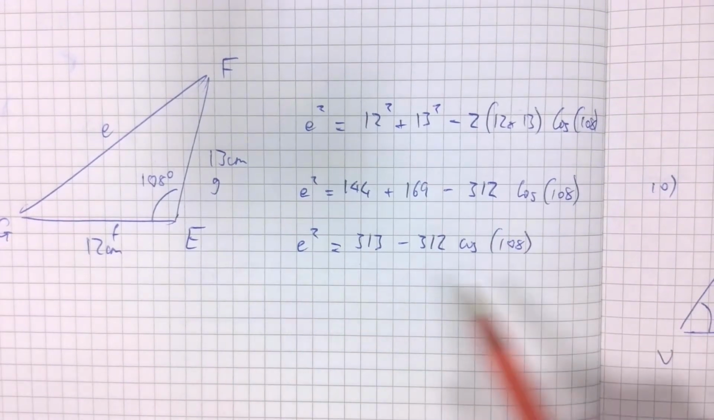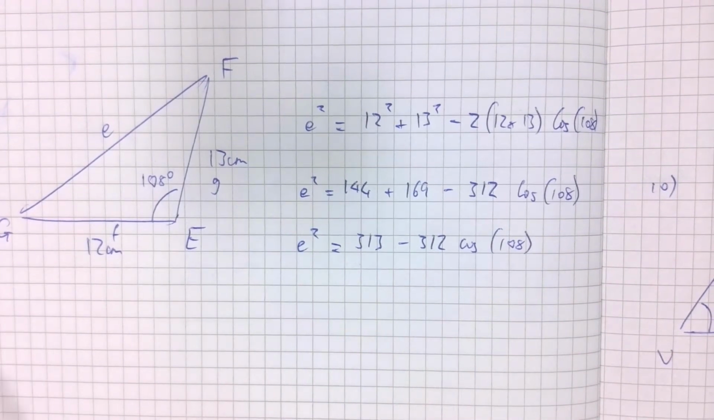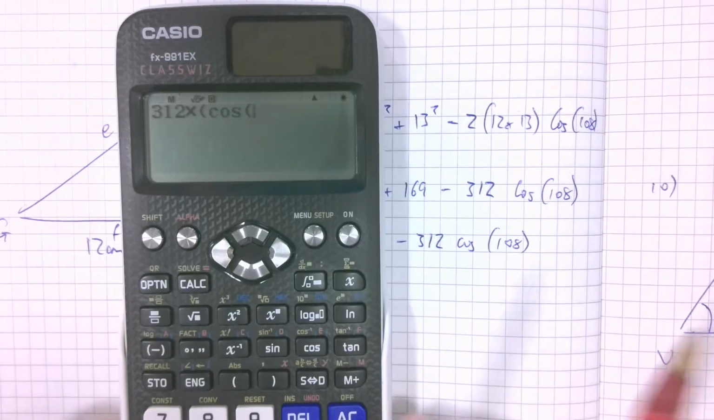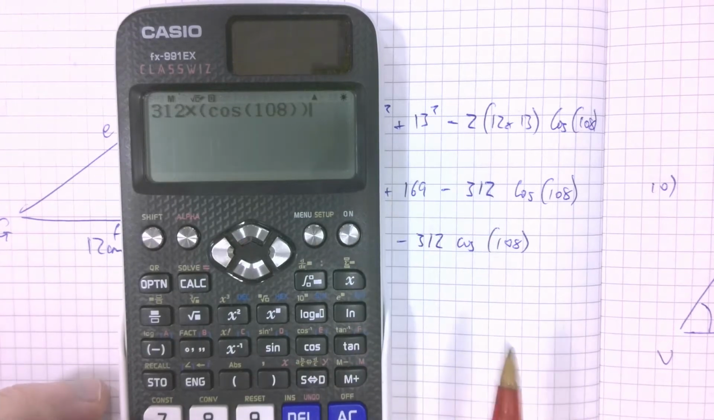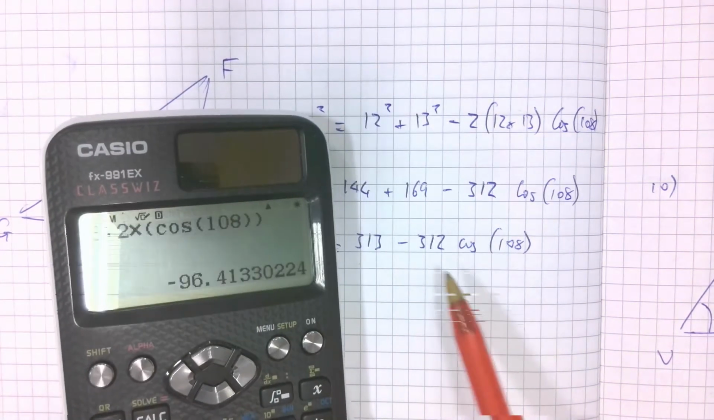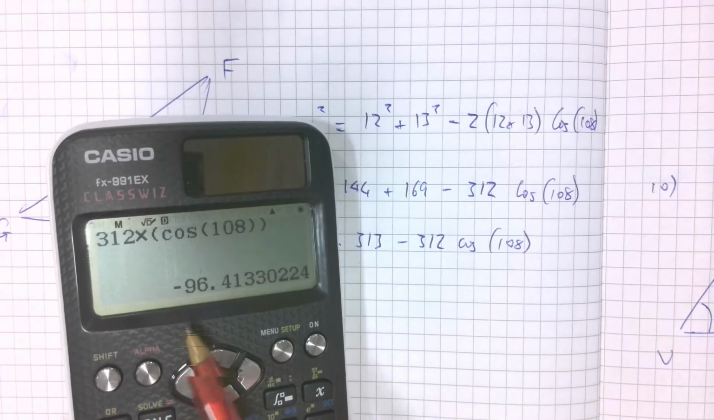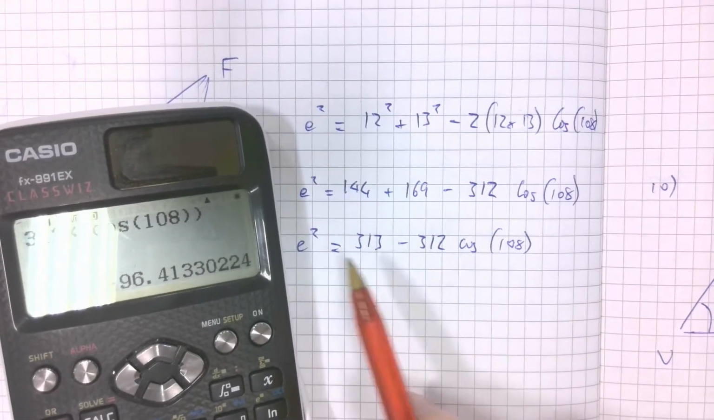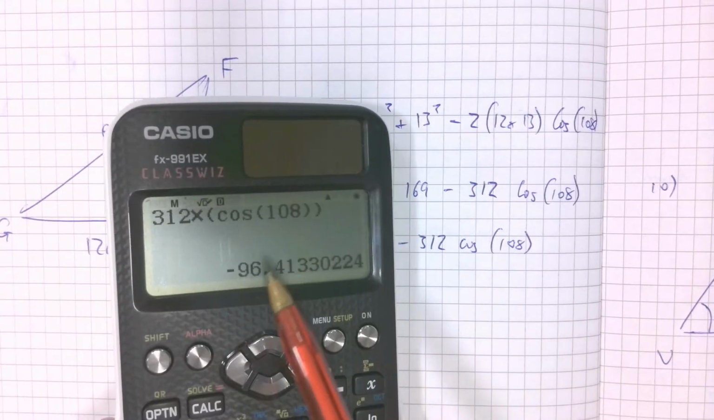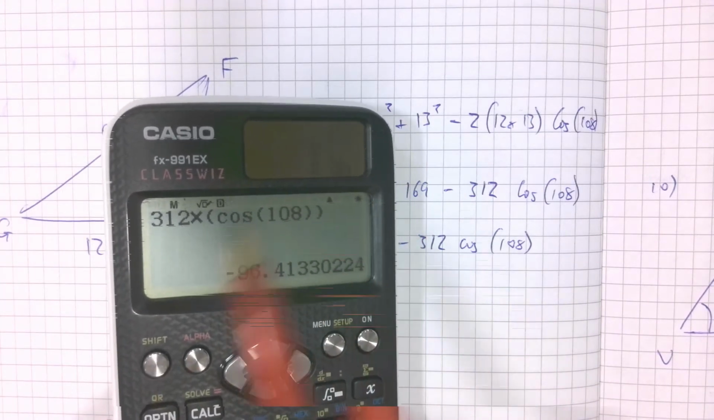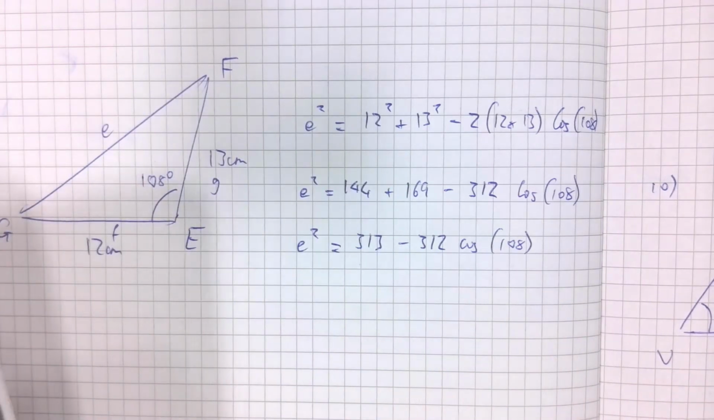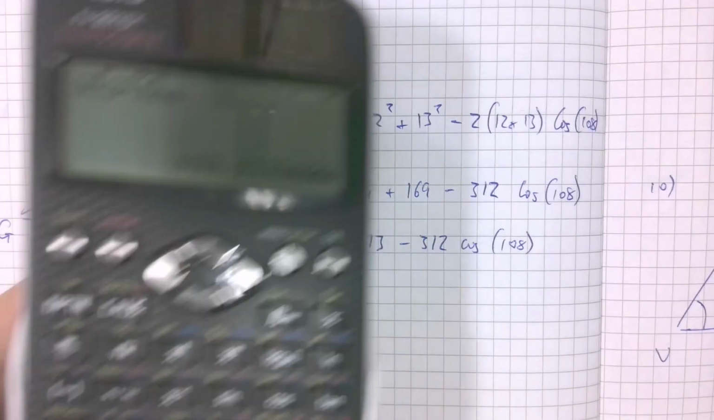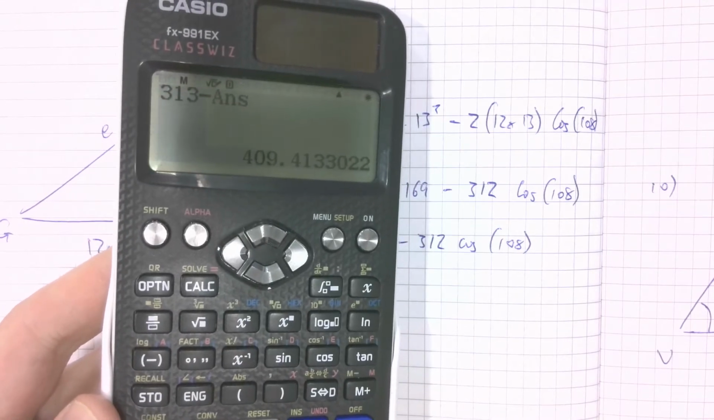So at this point, I'm going to work out 312 times the cos of 108. So this is effectively the bit there. Now, because that's a negative and it's being subtracted, we can think of 313 being increased by 96.4. That might be a reason why mistakes are being made on this question. 313 minus the answer gives me 409.41.